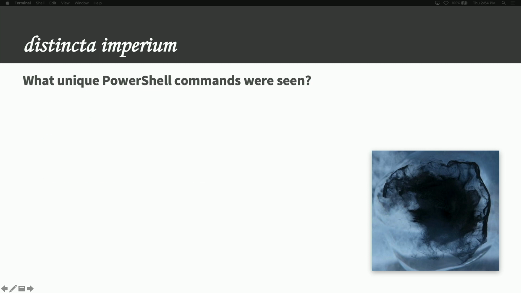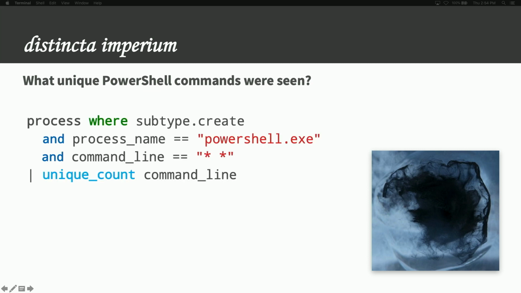What other PowerShell commands were there? So I asked, what PowerShell commands were run with at least one argument besides PowerShell itself? So I just did star space star, so there's a space somewhere in there, which means there are arguments. And then remove the duplicates and tell me how many you see per command line. So I actually found 3 unique results that way.